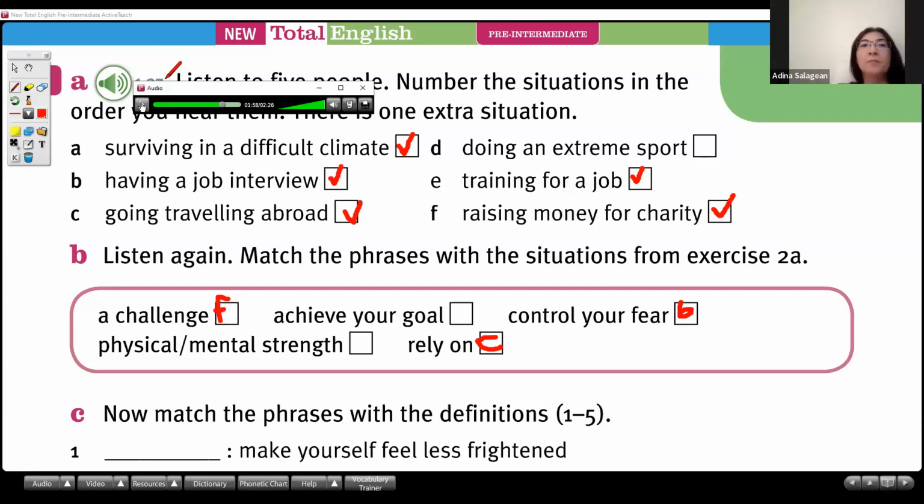A is the mental strain. Surviving a difficult climate requires physical and mental strength. That's right, A.